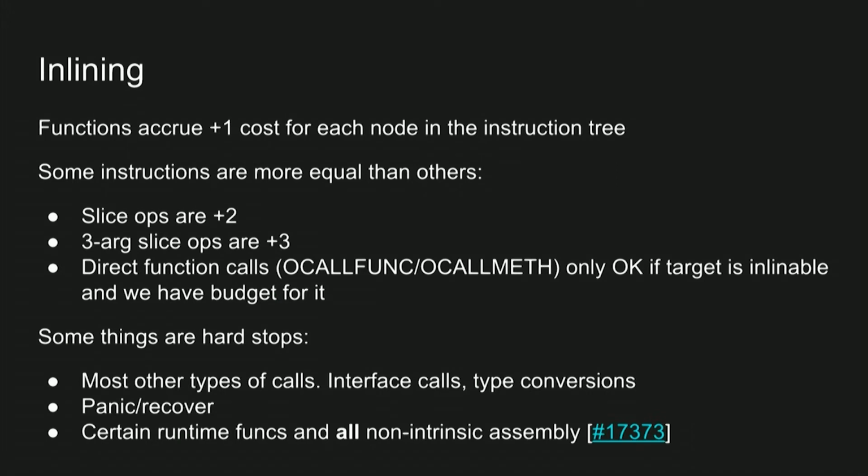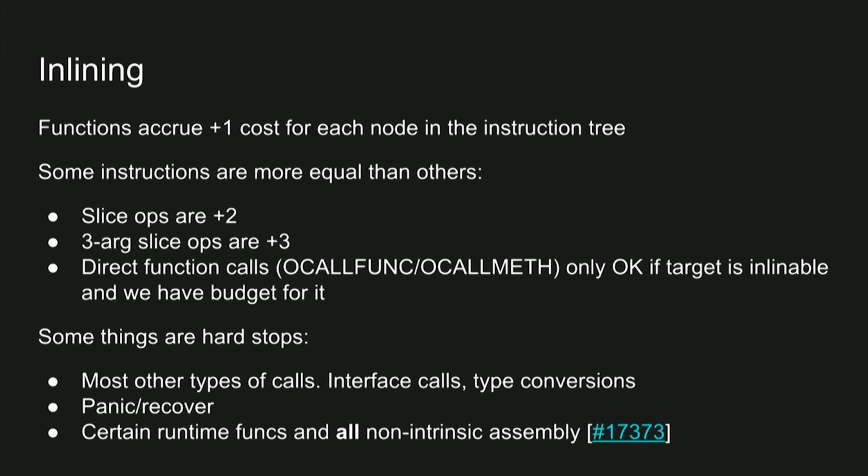The specific rules that the inliner uses in Go is this. Each instruction in the tree is worth 1 cost, and then some instructions cost more than others, particularly stuff around slice ops. Pretty much if you're using slicing heavily in your function, it will not get inlined. And very recently, the inliner has been changed so that direct function calls are okay if the target itself is inlineable and we have budget for the function body. Previously, the inliner only worked on leaf functions, but now there's a little bit more wiggle room.